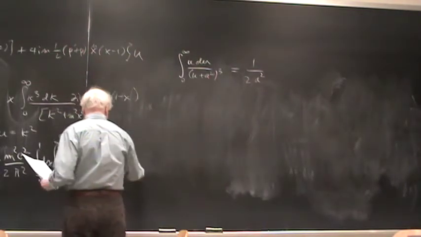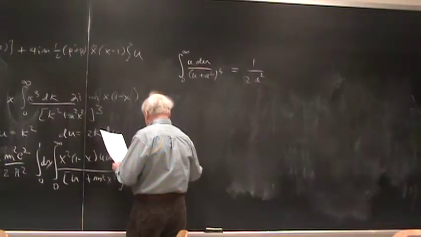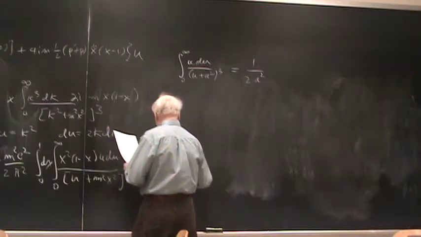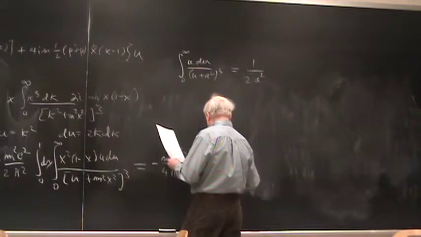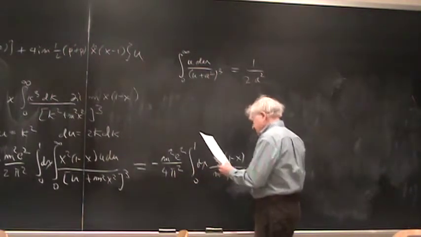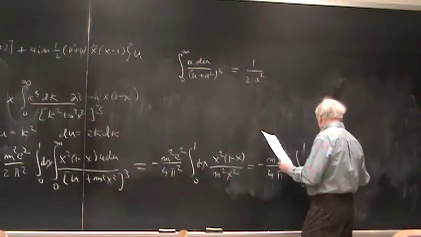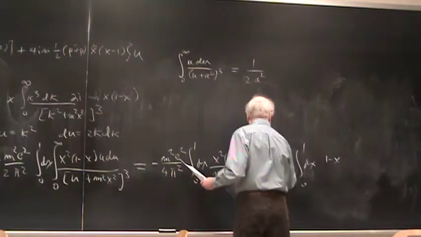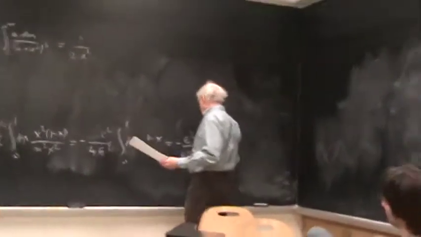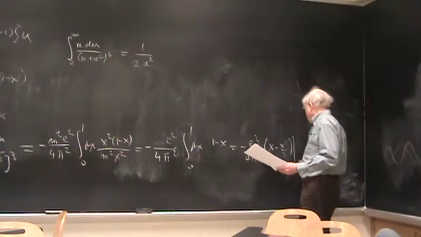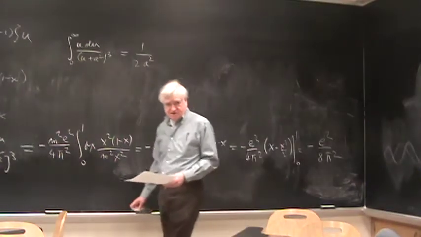And so this thing is then minus m squared e squared over 4 pi squared, integral 0 to 1 dx, x squared (1 minus x) over m squared x squared. Of course, the x squareds cancel. And so this is minus m squared e squared over 4 pi squared, integral 0 to 1 dx of simply (1 minus x) over m squared. So why don't we just cancel the m squared? And so this is minus e squared over 4 pi squared, (x minus x squared over 2) evaluated between 0 and 1. That just gives you minus e squared over 8 pi squared. So that's the answer.